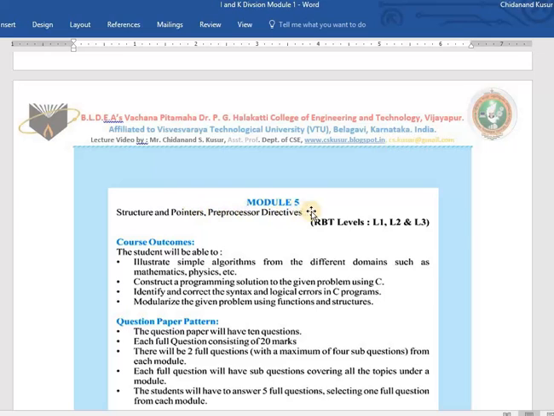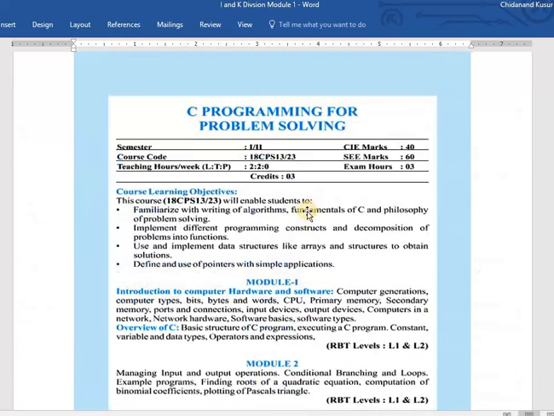I hope you understood. And here you can see course learning objectives. Why you want to learn this subject? This course will enable students to. Means you learn this subject with these objectives. Oh sir, I want to learn about algorithms. Yes, this subject will teach you algorithms. This subject will teach you flowchart, pseudocode, source code. And this subject will teach you how to write programs, how to divide the problem into number of functions.